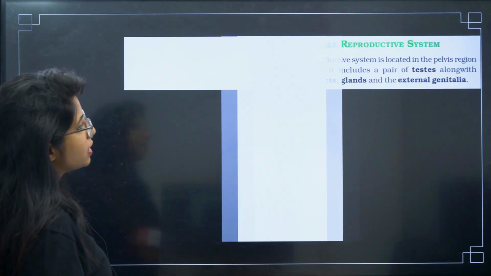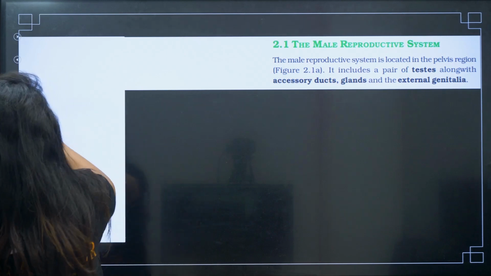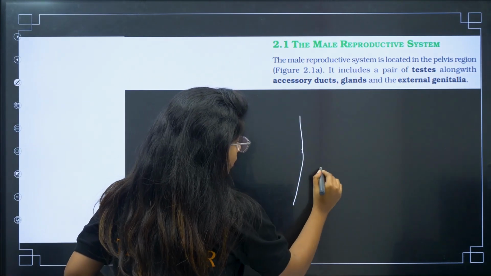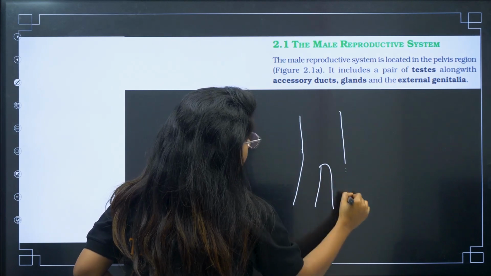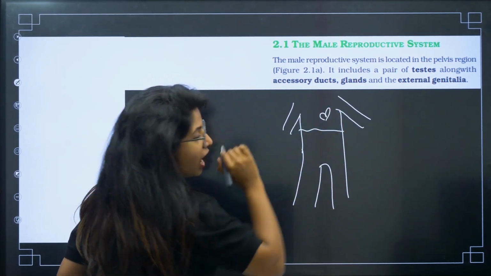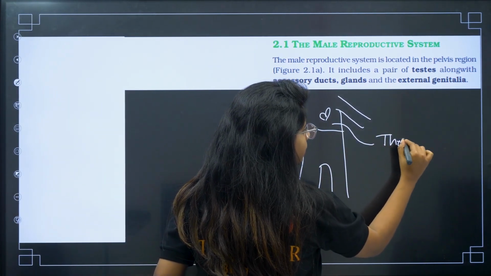So first point is the male reproductive system is located in the pelvis region. Children, where is the pelvis region? Do you know where is the pelvis region? If I make Pappu over here, Pappu is my friend. I make Pappu's diagram over here. I'm not making Pappu's head. So this is the area where your heart is residing. You call this cavity as thoracic cavity.